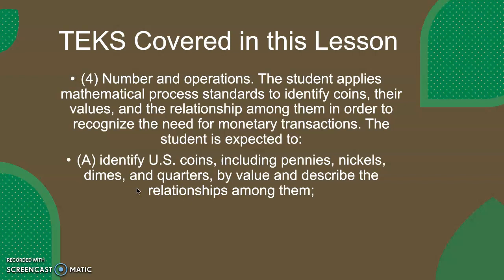The TEKS that we are going to cover in today's lesson is 4A, and it is number and operations. The student applies mathematical process standards to identify coins, their values, and the relationship among them in order to recognize the need for monetary transactions. The student is expected to A. Identify U.S. coins, including pennies, nickels, dimes, and quarters by value, and describe the relationships among them. So this is what we will be covering in today's lesson.